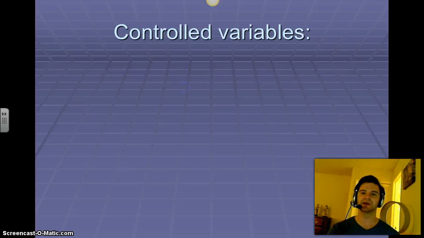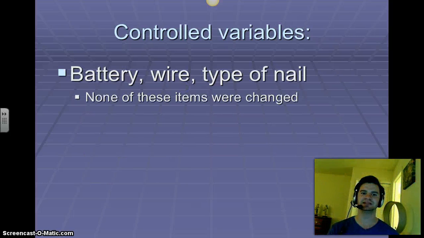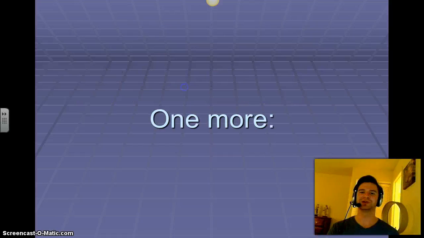Good. And what was my control? It may not have been as easy to recognize this one, but you would want to keep the battery, the wire, and the type of nail the same. You wouldn't want to get a different type of nail made up of different elements. You know what I mean. All right. So there we go.